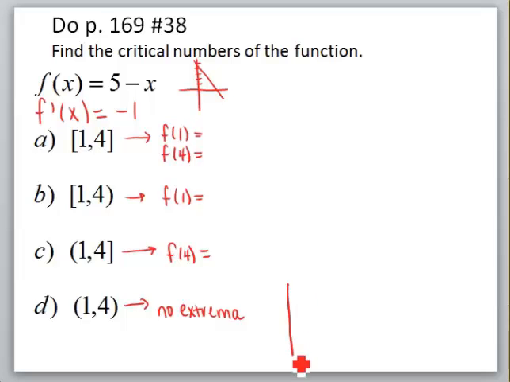Let me show you a quick picture of that just to make sure that you guys are understanding what's going on. At 1, there would be a dot here, and at 4, let's see, it would be at 1. So it would look like this. It's a straight line. There's no places where the tangent line to the curve equals 0, and there are no endpoints, so there are no extrema in that scenario.